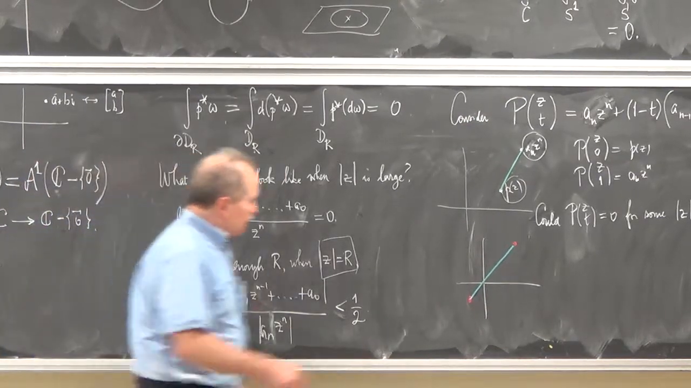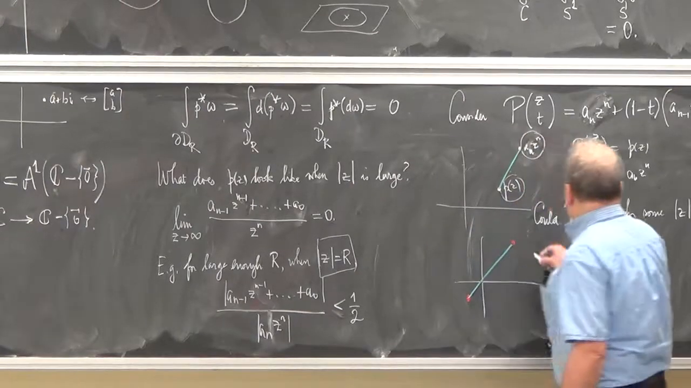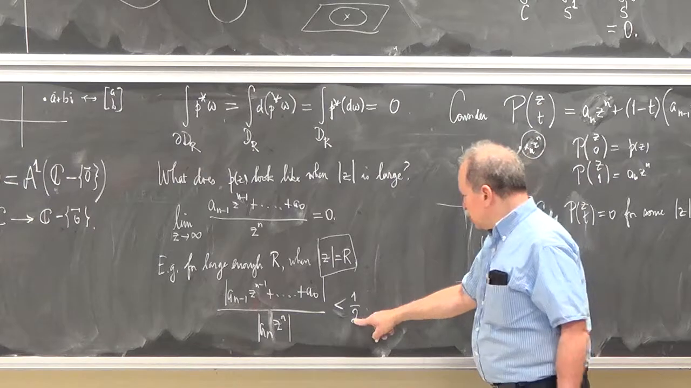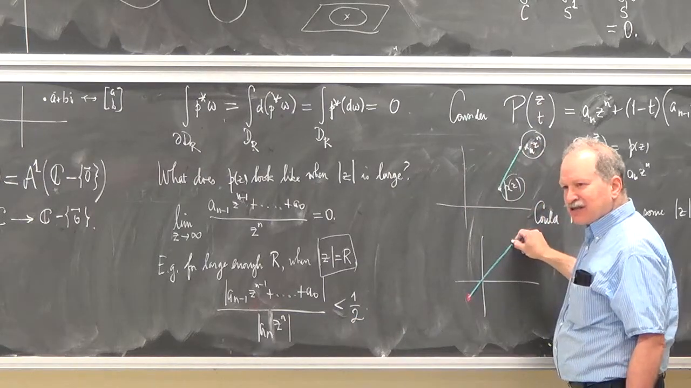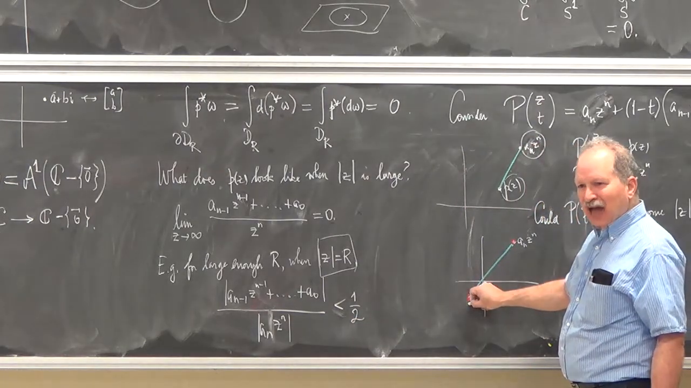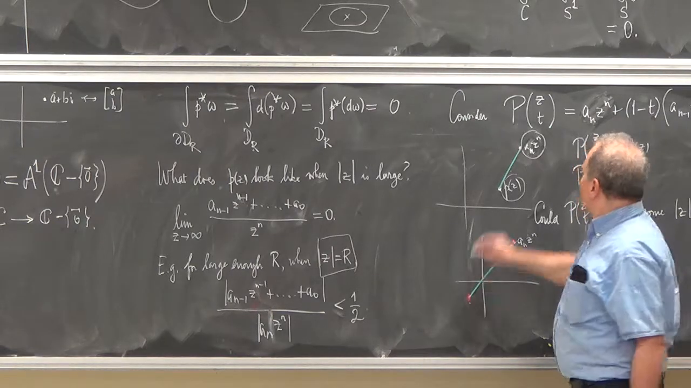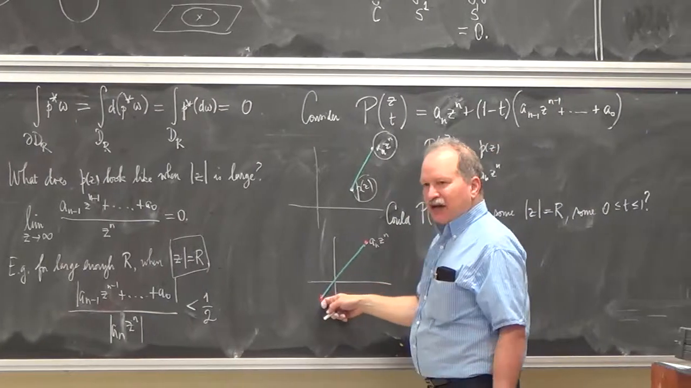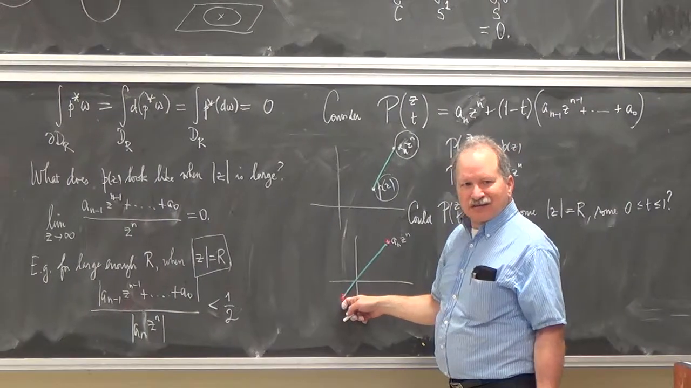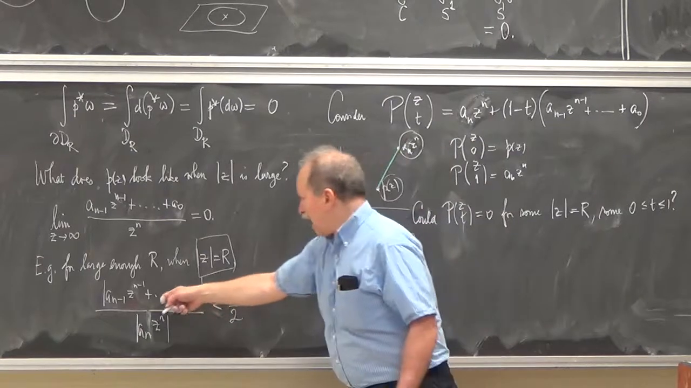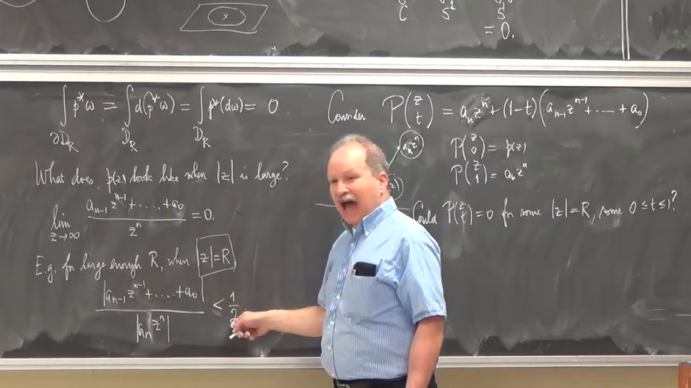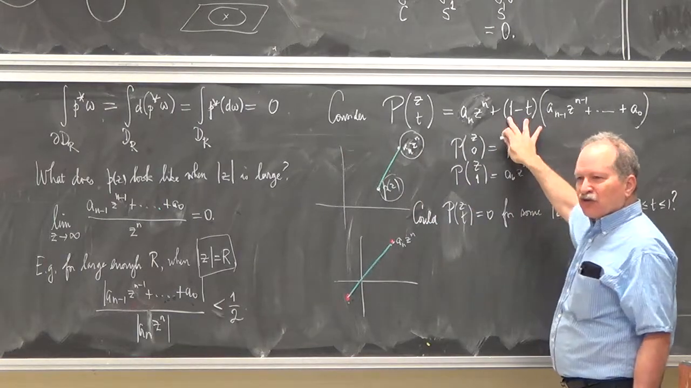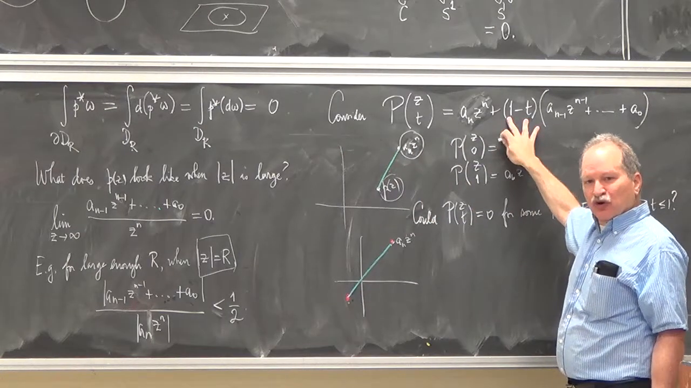If what I'm adding to the a_n z^n has magnitude less than half the magnitude of this, could it end up over there when I add the two? No. Could I add this with this and end up on the opposite side? It can't happen, right? Because what I'm adding has magnitude at most half of the original. And if I multiply it by a factor that's between 0 and 1, it's even shorter.